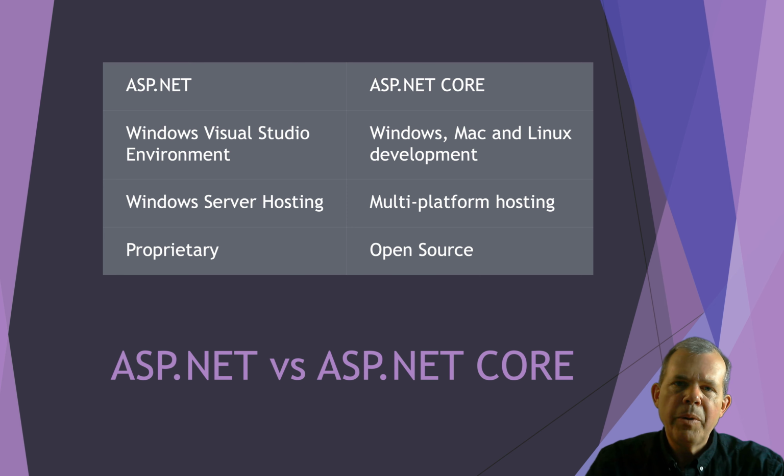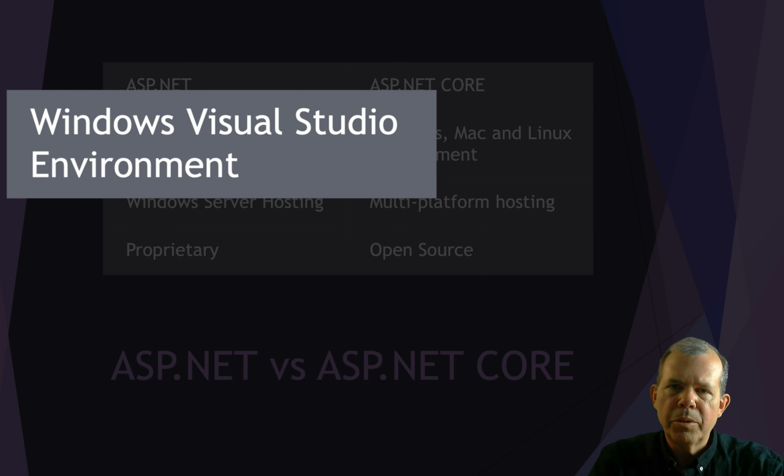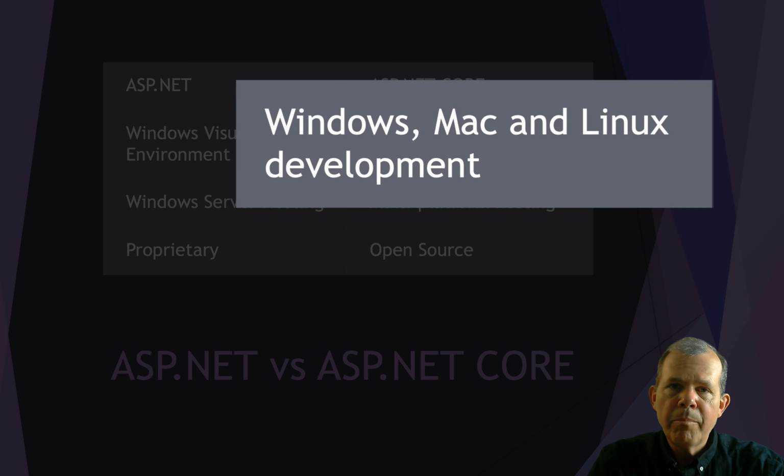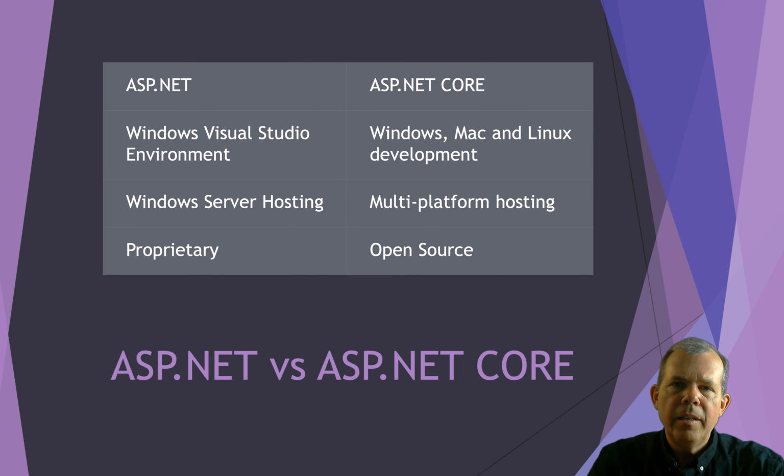What are the differences between the two? Well, ASP.NET, the one that you know now, is primarily for Windows. And so we worked with Windows and Visual Studio for Windows. If you're in .NET Core, you can program on Windows, Mac, or a Linux machine. You can do any of those. You can work with Visual Studio. You could work with VS Code or any other text editor.